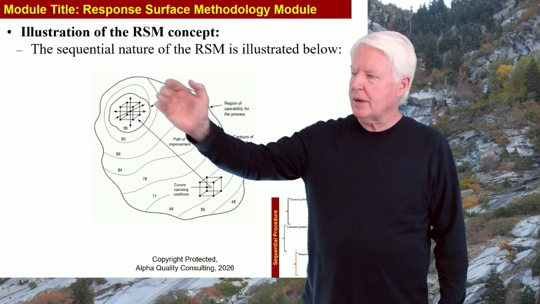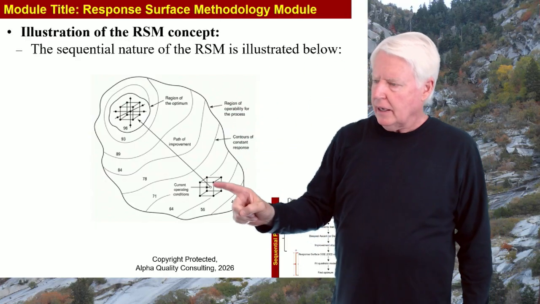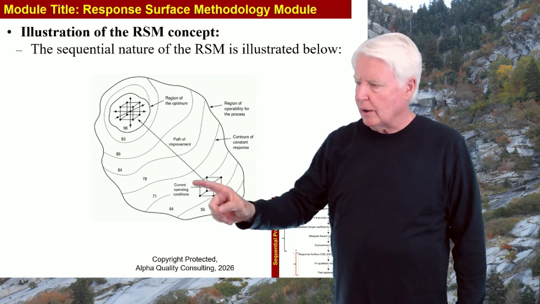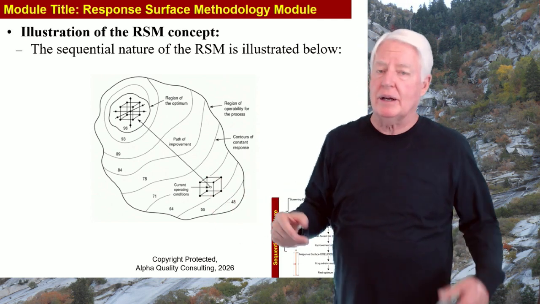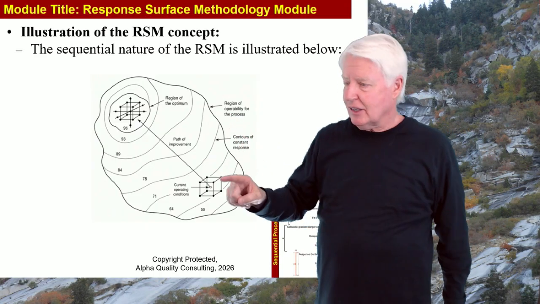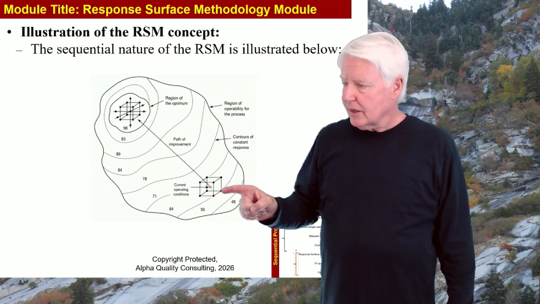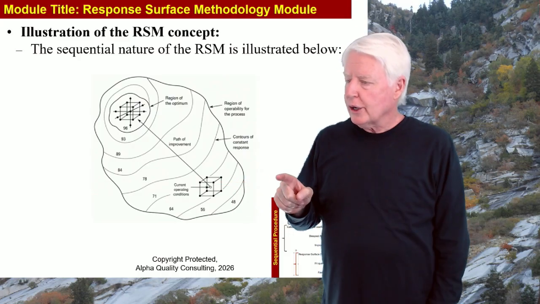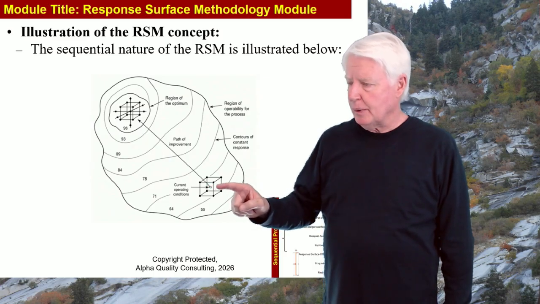Illustration of the RSM concept. The sequential nature of the RSM is illustrated here. Here's our original design around operating conditions, that we're always operating our machine, but we don't know if it's the best one. It's just how it was set up, and we've been doing it ever since, but we're trying to do better. So we do an experiment, and we create our first order equation. Gives us the variables that are important.